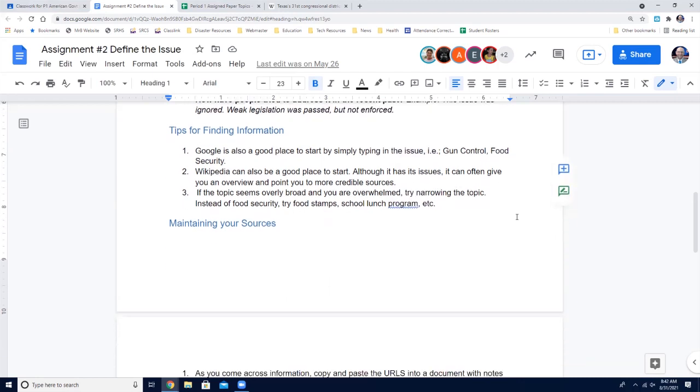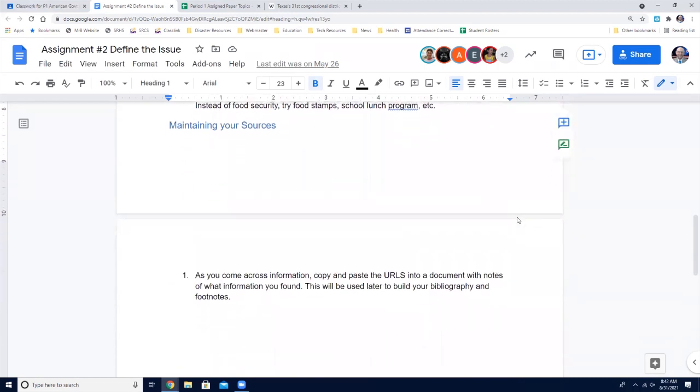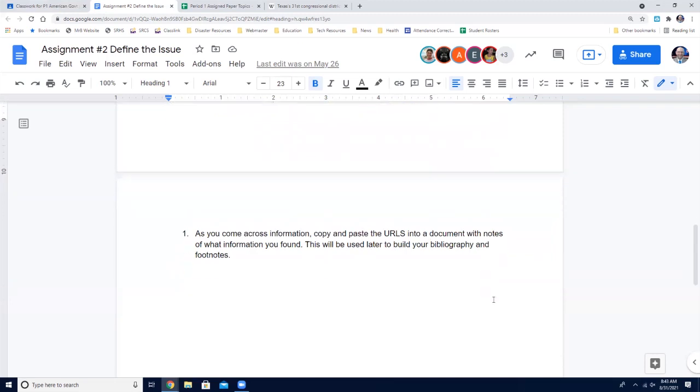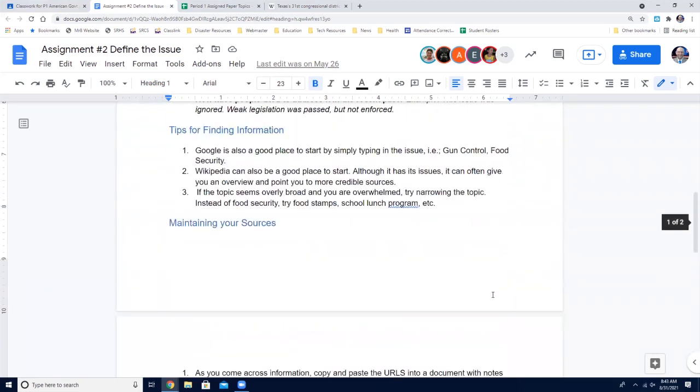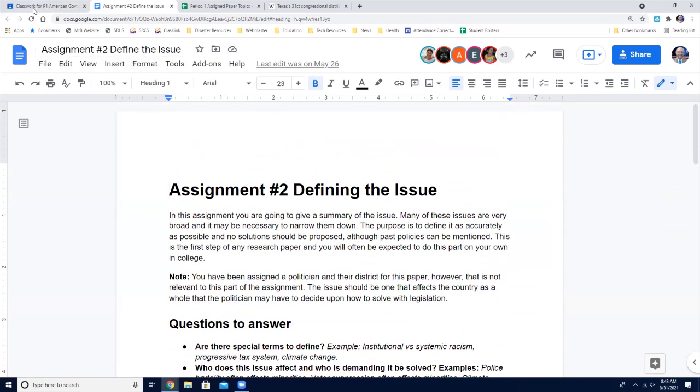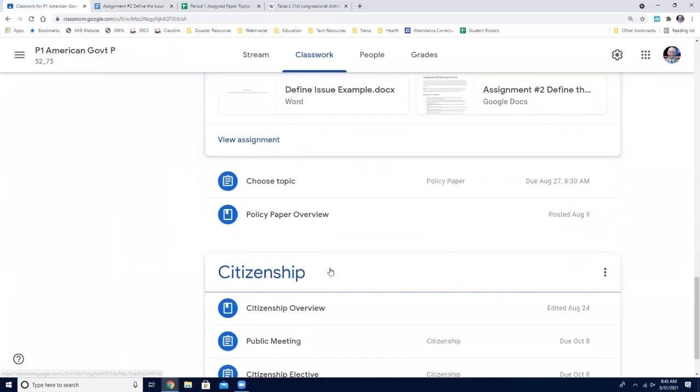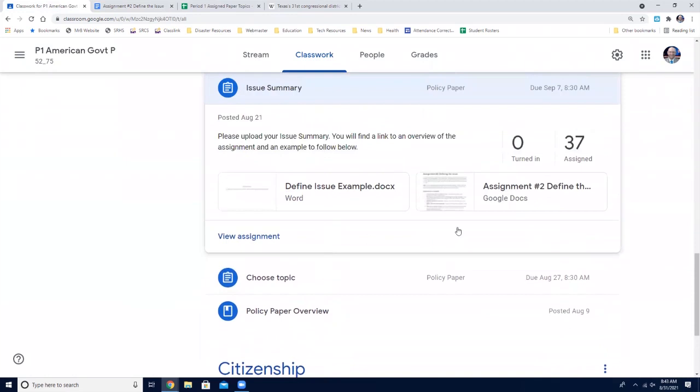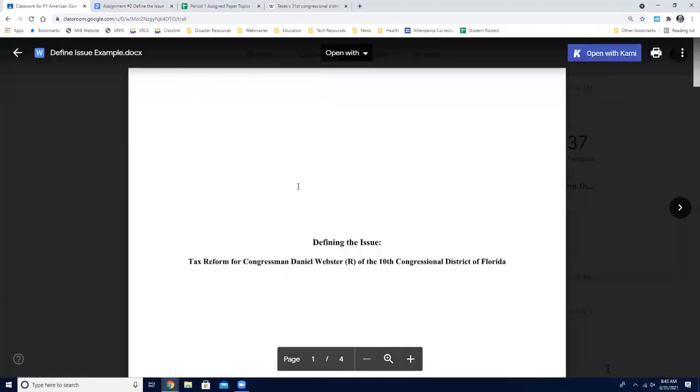The other thing as you're going through is maintaining your sources. As you do research, what I highly recommend that you do is you have a Google Doc open and you get all of the information on the source that you use, the URLs, notes, etc., because this is going to be used to build your bibliography. Okay, so that's your overall guide sheet. Now let's look at it. This is what it's going to look like.